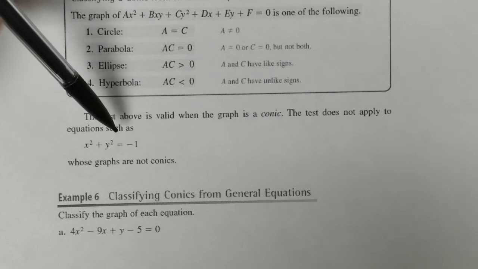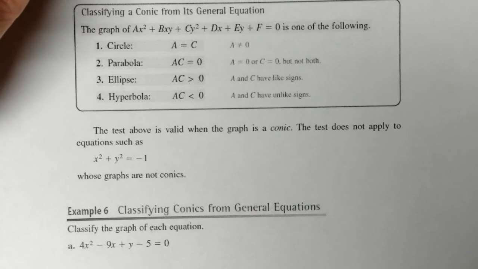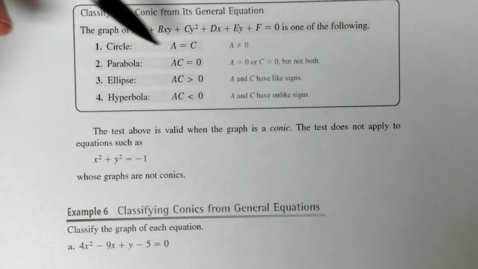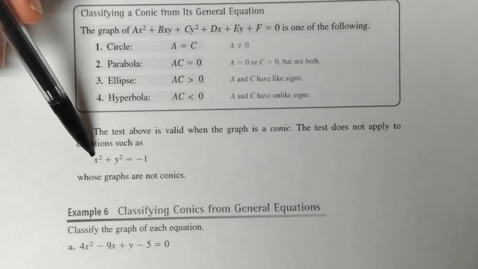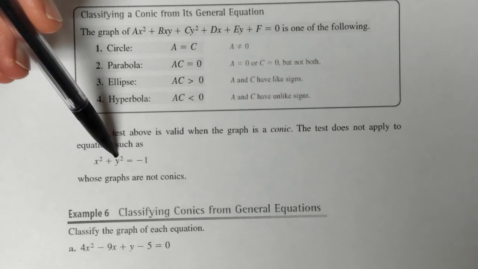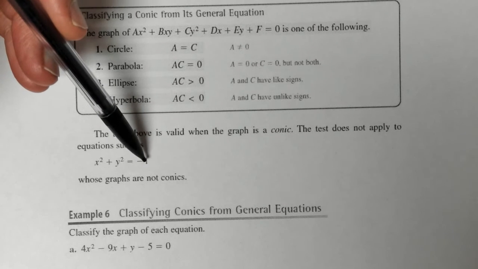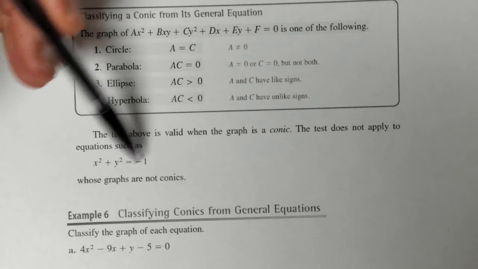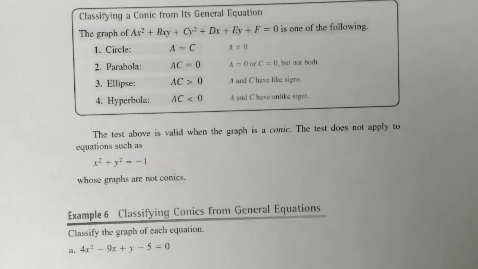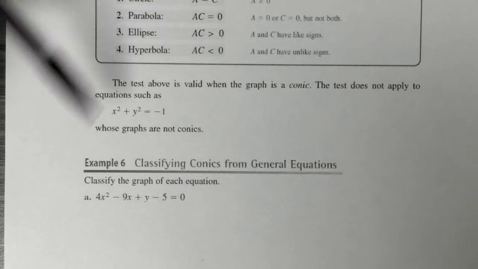Keep in mind that this test only works when you have a conic section. It doesn't apply if the equation that you have is not a conic section. For example, this one wouldn't apply, so you couldn't use this determination. The reason is that if you were to try to solve this for y, you'd see why. If I move the x over and then take the square root of both sides, I'd be taking the square root of a negative number, which can't be graphed on the real number line. So this is not a conic, and therefore this test wouldn't apply.